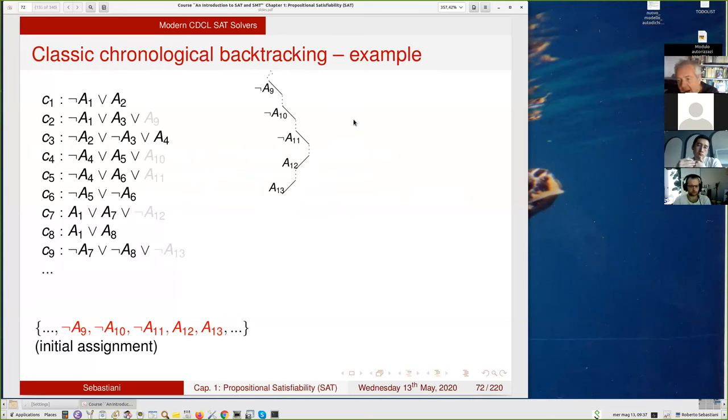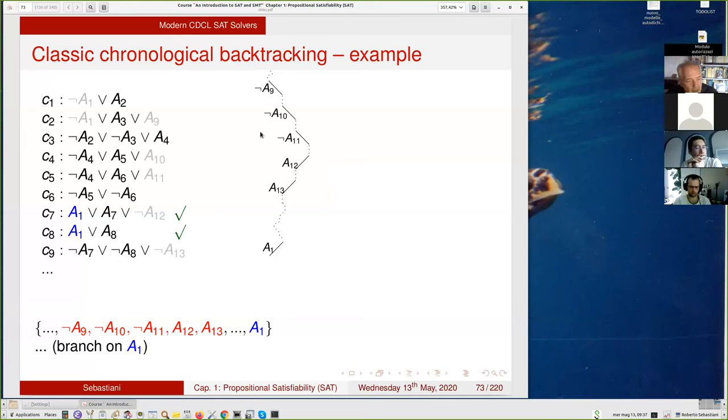Suppose now you do a lot of search on many other parts of the formula, until you at last make the right decision by luck, by heuristic, by whatever. So you assign A1 to true.